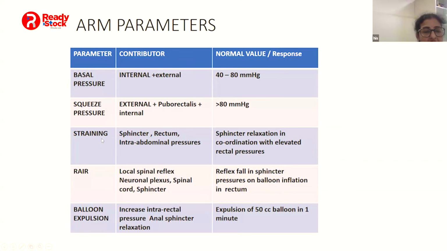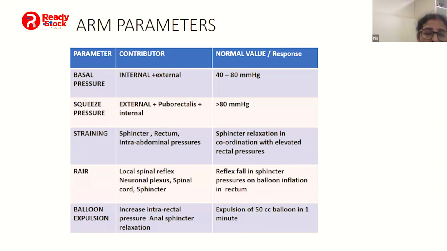Now, straining, this indicates three things. One is the ability of the intra-abdominal muscles to strain to start a defecative process, the ability of the rectal muscles to transmit this, and the relaxation appropriately of the anal sphincter in response to pressures from the intra-abdominal muscles. So when there is an adequate sphincter relaxation, what happens during physiological defecation?